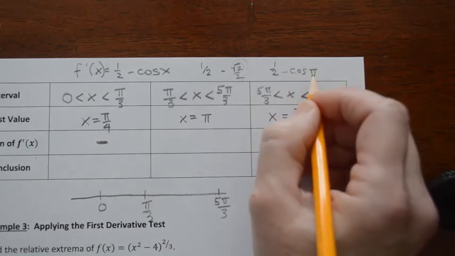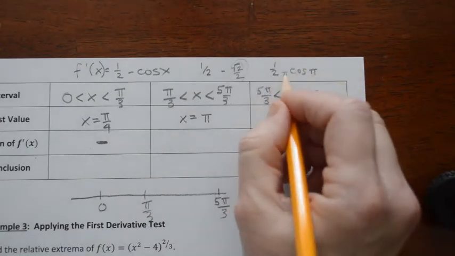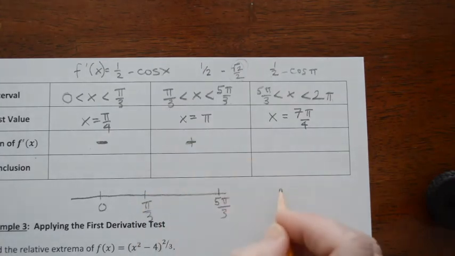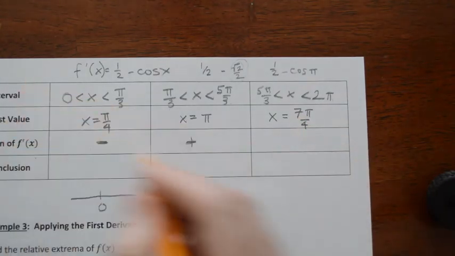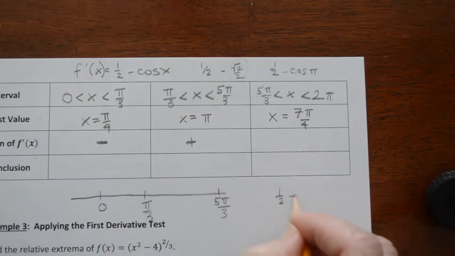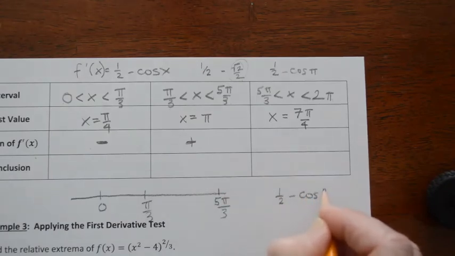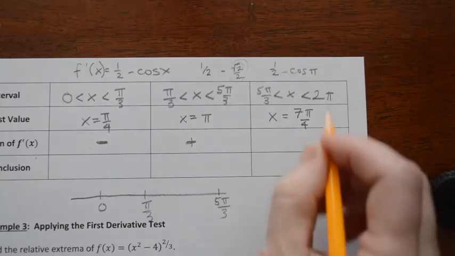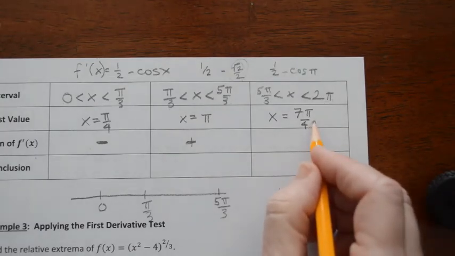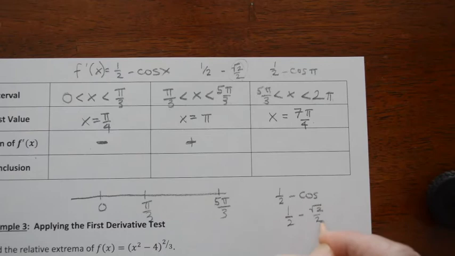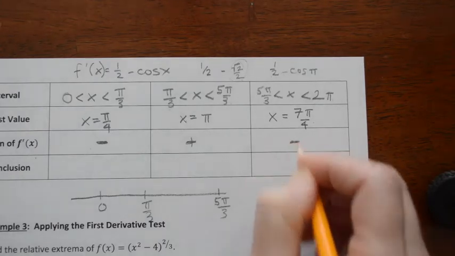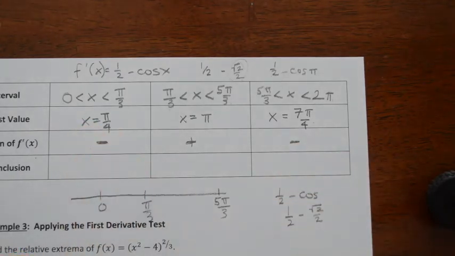Hopefully remember cosine of pi is -1, so 1/2 minus -1, this is going to be positive. And then we put in 7 pi over 4, so 1/2 minus cosine of 7 pi over 4. Again, pi over 4s give us a root 2 over 2. 7 pi over 4 is in the fourth quadrant, and cosine's positive there, so this is going to be 1/2 minus a root 2 over 2 again. So this is also negative, just like the first one.